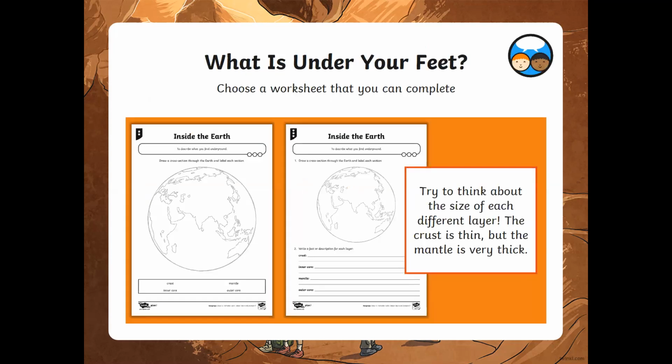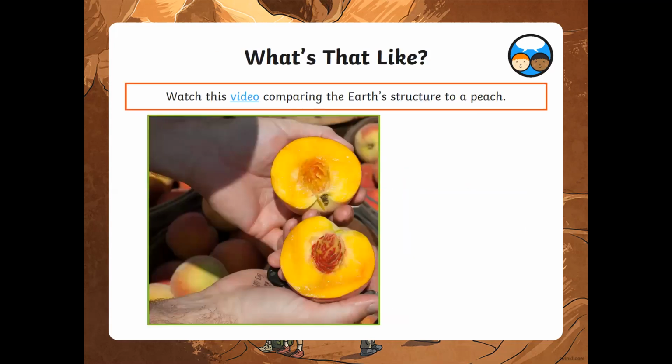There is a worksheet that I'd like you to complete now, which you will find on the website for this week's learning. You can choose whichever worksheet you think you can do. Now, if you don't have a printer, don't worry, you can just draw and write it in your writing books. Watch this video comparing the Earth's structure to a peach.